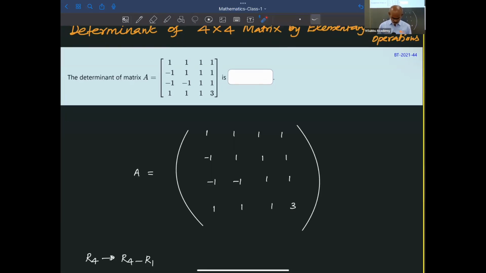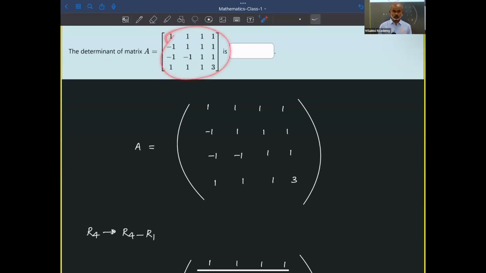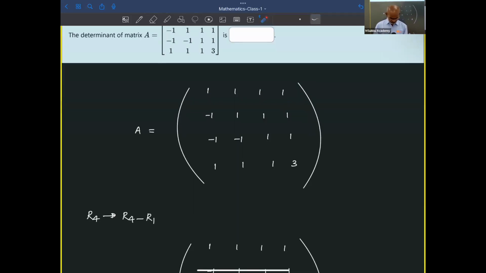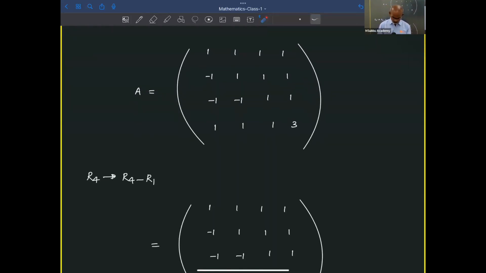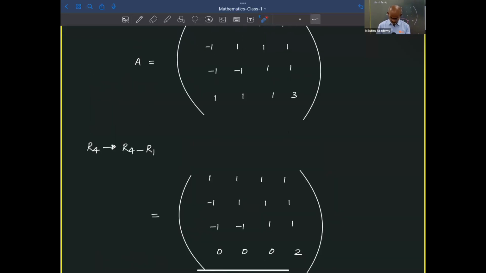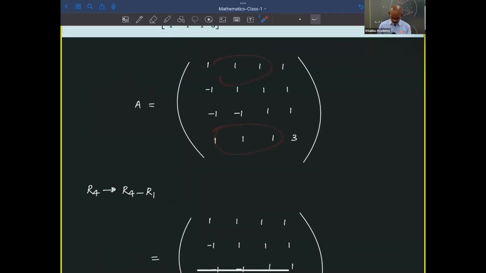So you can convert this matrix into a triangular matrix. For that, we use row operations. So let us see the row operations. Of course, simply row 4 minus row 1, and by that way I am getting the new row 4. By that way I am making all of this. This you can easily subtract.